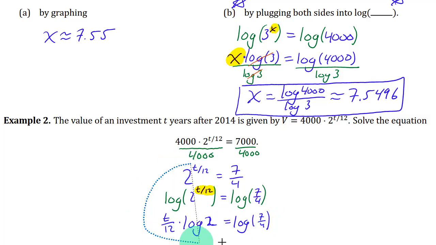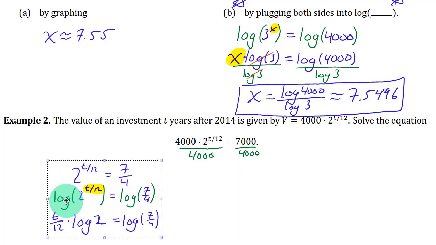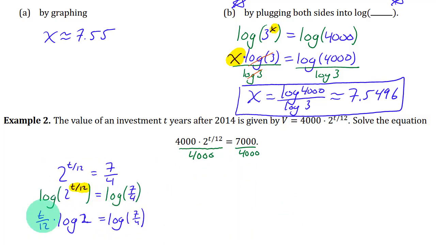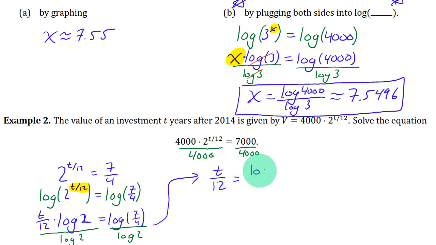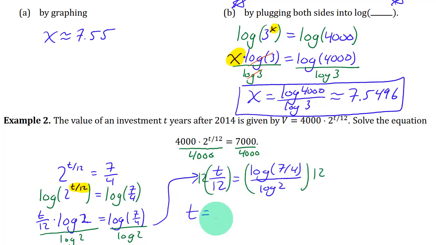And running out of room here. You now want to get t by itself. You could divide both sides by log 2. And that would give you just t over 12 equals log of 7/4 divided by log of 2, and then if you multiply both sides by 12, you'll get t equals this whole thing, 12 times log of 7 over 4 divided by log of 2.